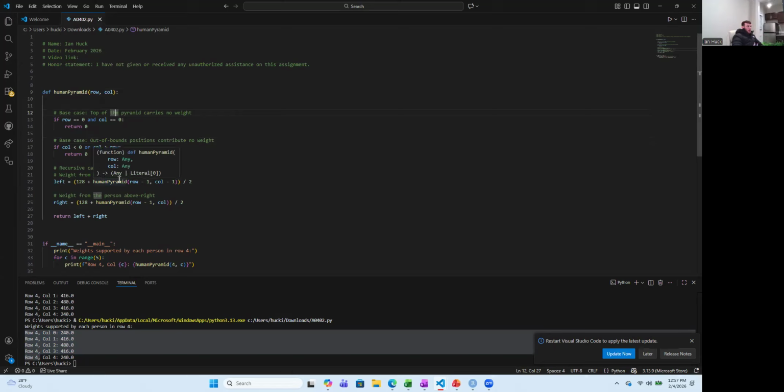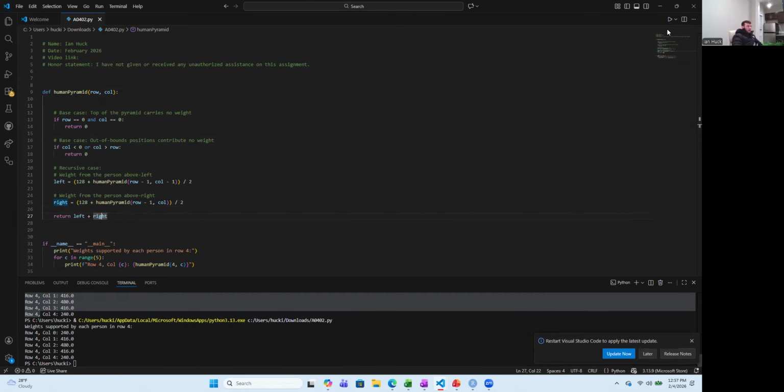And then for our next lines of code, it's pretty much adding what the person to the left is carrying and then what the person to the right is carrying. So you have 128 plus human_pyramid(row minus one, column minus one), because that's the row indexing. Divide that by two. We have the same thing with the person to the right. Boom, return left plus right. And then what we have here is every person on that bottom row and the weight that they're carrying, assuming that everybody weighs 128 pounds.